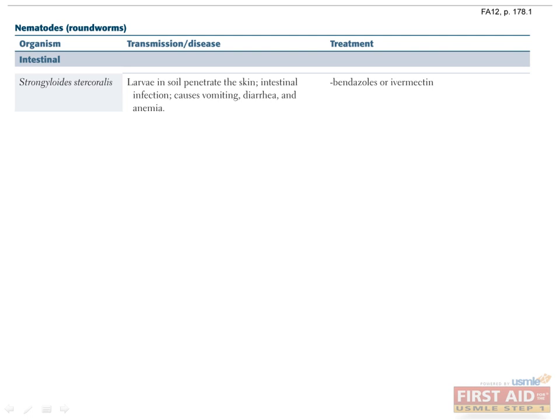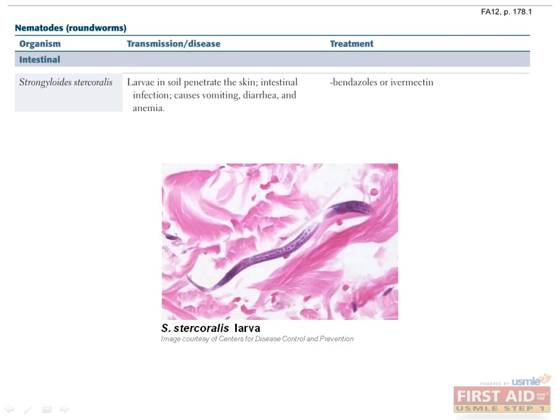Strongyloides stercoralis infections occur when larvae in contaminated soil penetrate through the skin. This usually occurs through the feet when someone is walking around outside barefooted. From the site of entry, larvae migrate through the blood, mature and mate in the digestive tract, and females lay their eggs in the intestinal wall. This can cause abdominal pain, diarrhea, vomiting, and anemia.